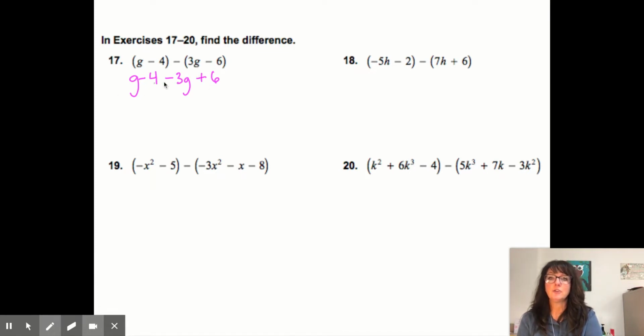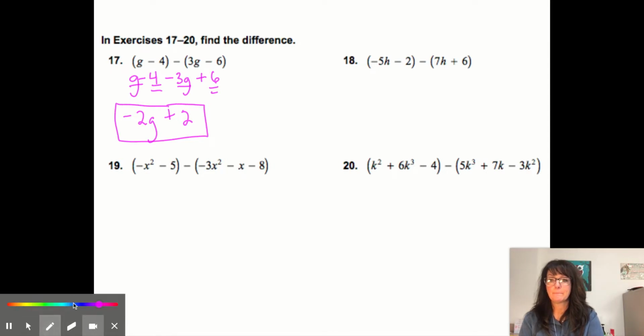So now, first term, right, was the variable with an exponent of 1, and then the constant. So 1 plus -3 is going to be -2g. -4 plus 6 is +2. Okay. Change colors here. I'll let you do number 18, and I'll go down to number 19.